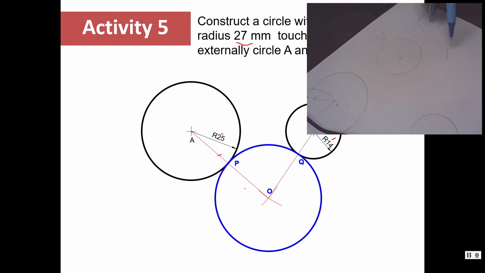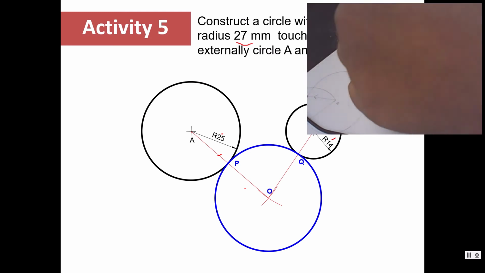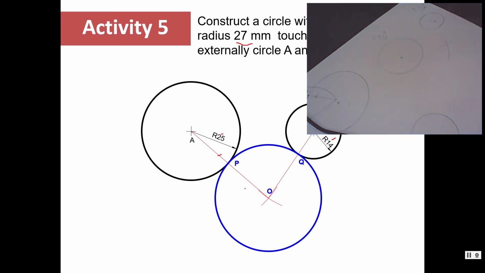And then from point B, 14 plus 27 is equal to 41 mm. We measure 41 mm, and then from point B, I'm just going to construct one line here. Okay, so we got this point as the center point of the circle that we want to draw.